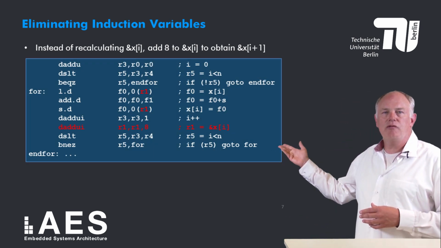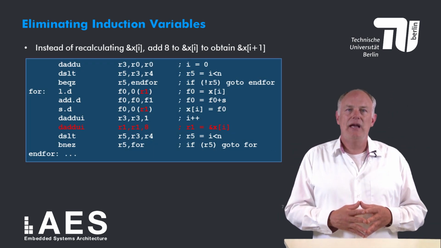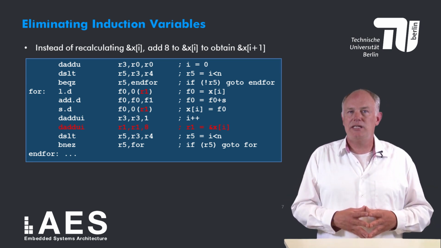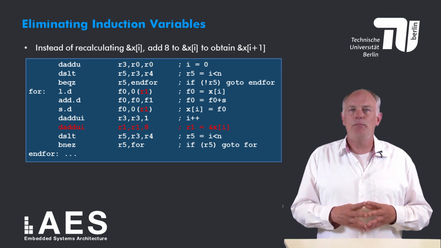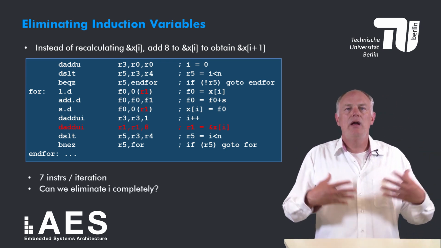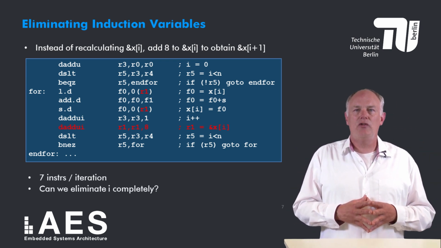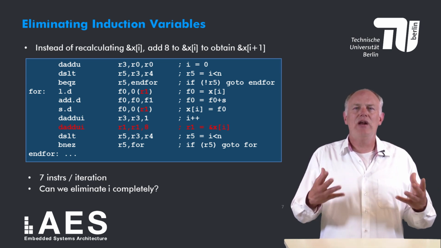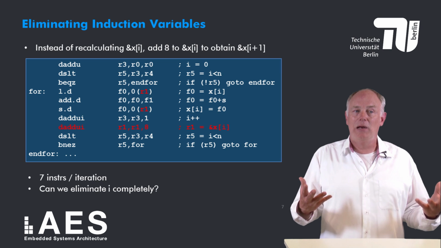Here is the code after we apply this optimization. Instead of the shift left logical and the addition of the offset to the base address, we have a single add immediate that adds 8 to the address contained in R1, as highlighted here in red. Now we have 7 instructions per iteration. We started with 9. The question now is, can we get rid of the induction variable I completely?